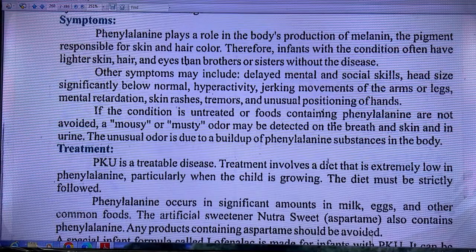Other symptoms may include delayed mental and social skills, head size significantly below normal, hyperactivity, jerking movements of the arms or legs, mental retardation, skin rashes, tremors, and unusual positioning of hands. If the condition is untreated, or foods containing phenylalanine are not avoided, a mousy or musty odor may be detected on the breath and skin and in urine. The unusual odor is due to build-up of phenylalanine substances in the body.